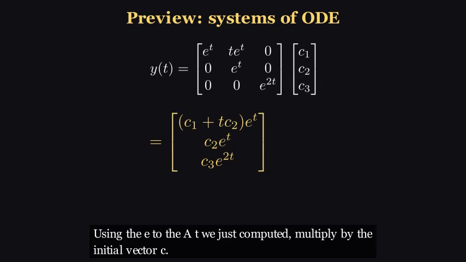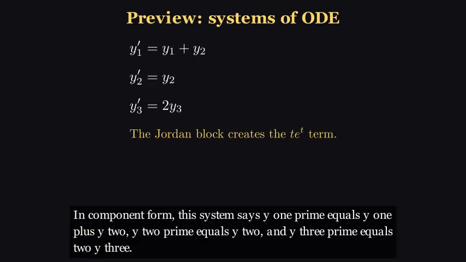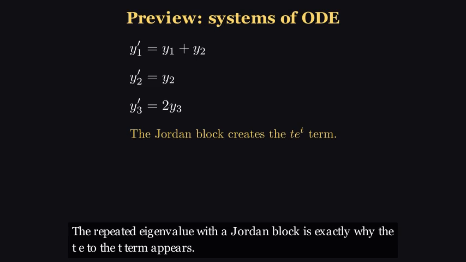Using the e to the At we just computed, multiply by the initial vector c. The solution is y1 equals c1 plus t c2 times e to the t, y2 equals c2 e to the t, and y3 equals c3 e to the 2t. In component form, this system says y1 prime equals y1 plus y2, y2 prime equals y2, and y3 prime equals 2 y3. The repeated eigenvalue with a Jordan block is exactly why the t e to the t term appears.